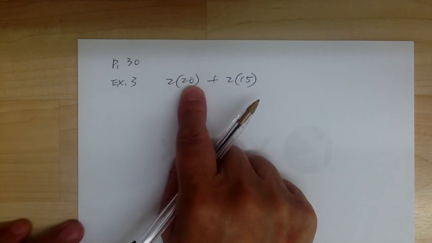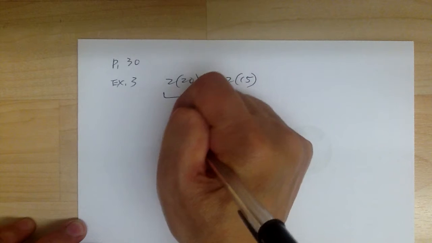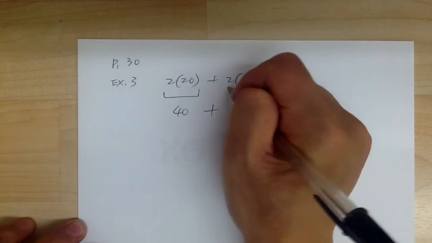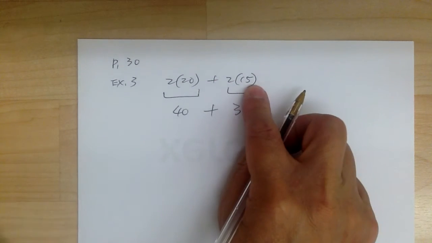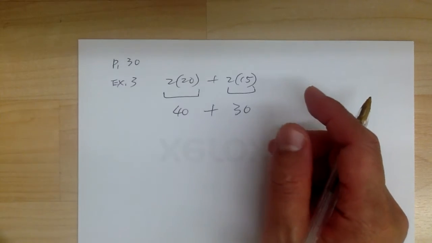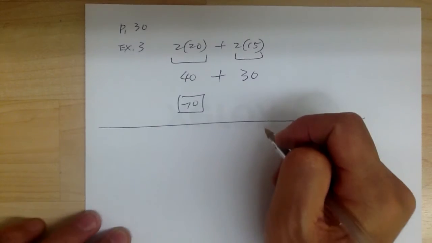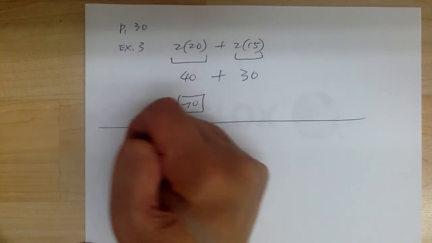So multiplication, addition, multiplication. So you have to do multiplication first. So this would be 40 plus 30. Again, you have to do multiplication first, right? See over here? Multiplication comes before addition, right? So now you add, so the answer will be 70. Okay, let's go to example 4.